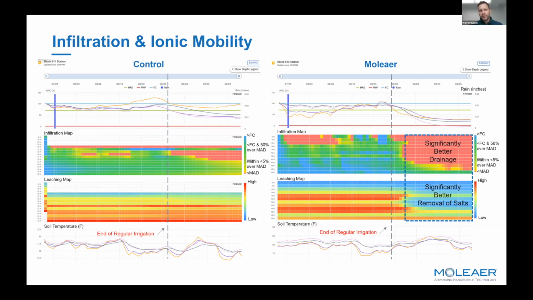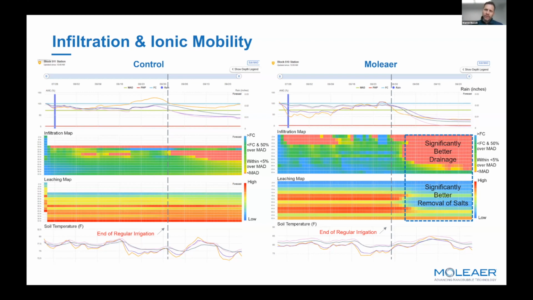And here, on the left-hand side, in that middle heat map, you can see a lot of compaction around the 28-inch mark, and that's basically showing how the water is not really mobilizing in there. And when you look at the salt layer in the bottom heat map, you'll see that the salinity is very high, and most importantly, you don't see a change in that salinity when the irrigation actually stops, the gray dotted line. You don't see any change in the sodium levels in the soil.